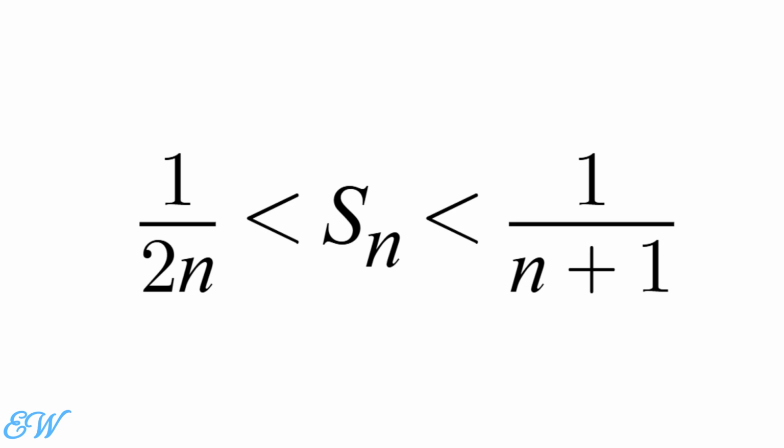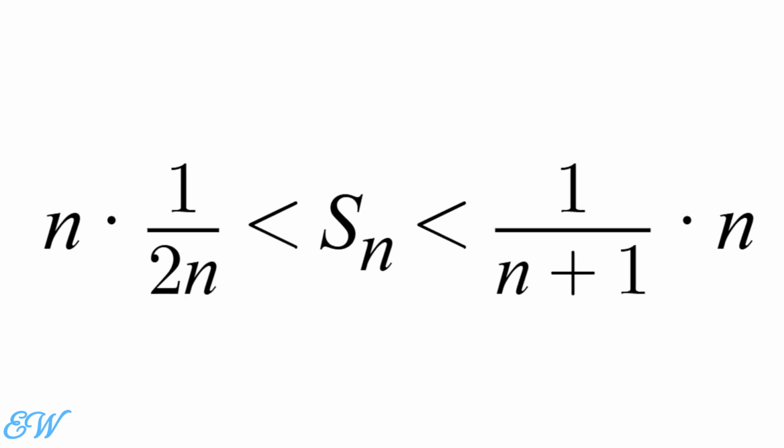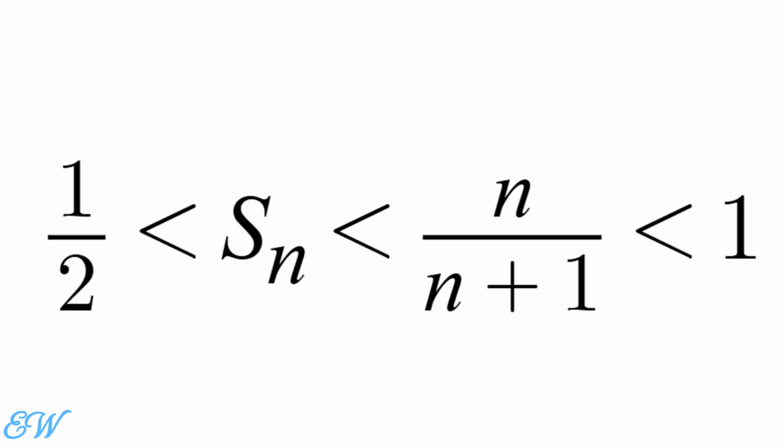So we can say that the total sum is Sn, and that this total sum is in between 1 over 2n and 1 over n plus 1, as this inequality says. Now, since there are n terms in this series, we can multiply both sides by n and simplify those fractions in order to get a much better inequality that will help us find the solution. So once we simplify that, we get that 1/2 is less than Sn is less than n over n plus 1 is less than 1.